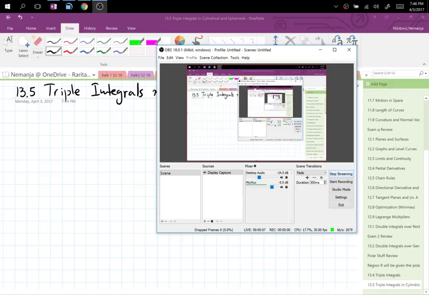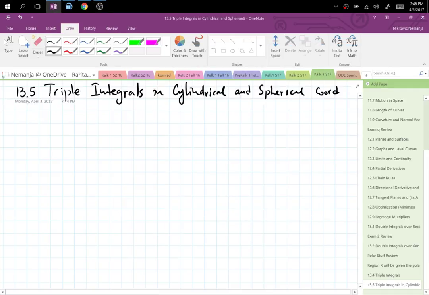Hello and welcome back to Calculus 3. Section 13.5. We might do this in two runs. We have about 30 minutes, so we should be good to take care of cylindrical integrals at least. And next week, next class, which is Wednesday, we'll continue.